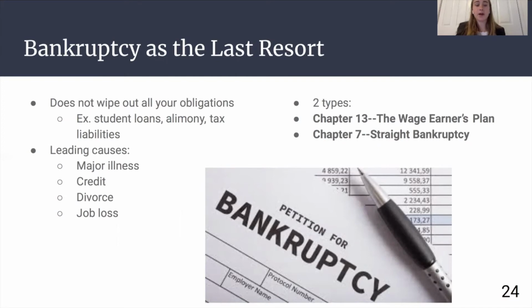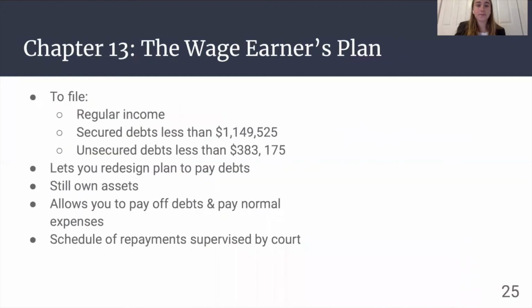Credit. The availability of credit makes it easy for people to borrow more than they can afford to buy the fancy car, the fancy house, etc. Divorce is also expensive, with the lawyers on top of alimony and child support. And job loss can lead you to use your savings to pay all your bills if you have no other source of income. There are two types of bankruptcy: Chapter 13, the wage earners plan, and Chapter 7, straight bankruptcy.